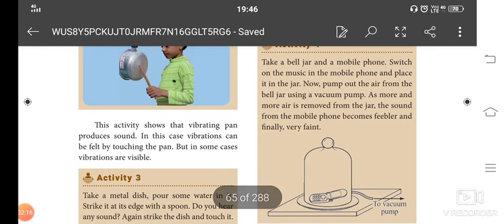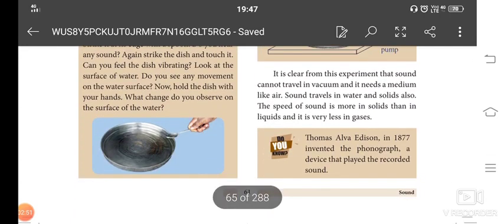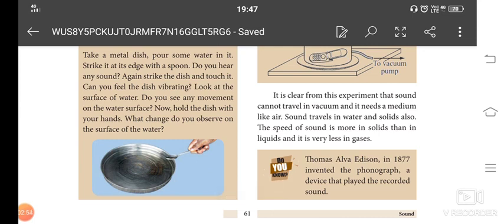Here, we are going to do an activity. Take a bell jar, that is a closed jar. Inside, we are going to keep one mobile phone. And then we need to close the jar. With a vacuum pump, we can remove the air inside the jar. After that, you can make a call to the mobile, but you cannot hear the sound because inside the jar, we have taken out the air. So it doesn't have any medium. So the sound produced by the mobile phone, we cannot hear. So in this experiment, we can know easily, sound needs a medium to move from one place to another.